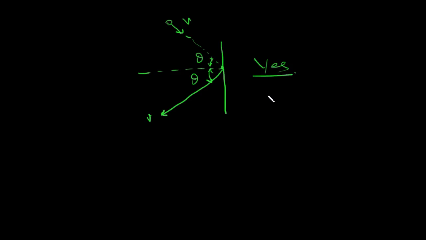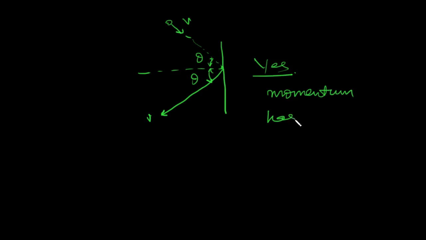Suppose this is a horizontal surface and this is a normal to the surface. Suppose a particle has a velocity v here. The particle has a mass m. It strikes the surface at an angle theta and rebounds with the same velocity at an angle theta. So has the particle experienced any force? Yes, it has. Why? Because the momentum has changed.